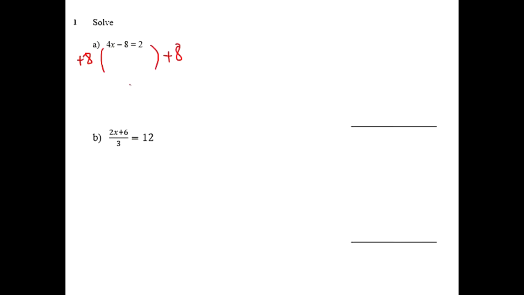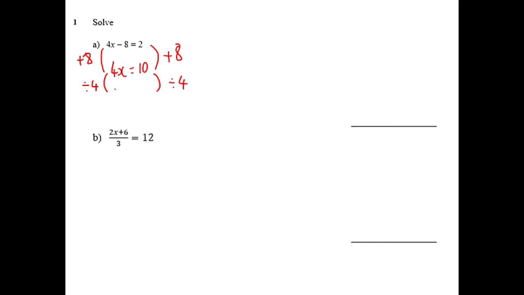If you add 8 to both sides of the equation, it will disappear from this side and contribute to this side. So on this side, if we've got 4x subtract 8 and then we add 8, we're left with 4x. And on this side, if we do 2 add 8, then we get 10. Now we've got 4x, and the way to deal with this 4 at the front is to divide by 4 on both sides. So we divide by 4.